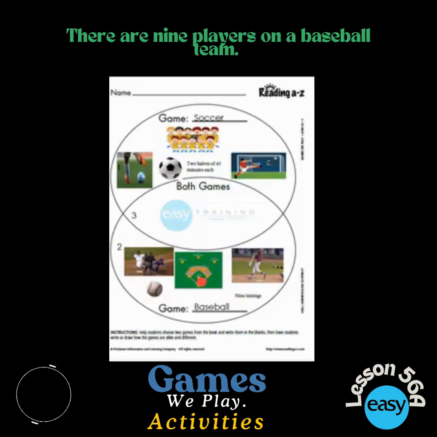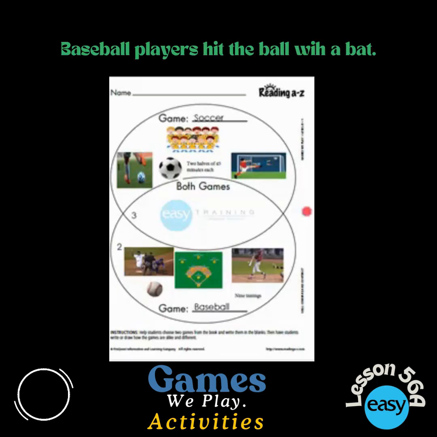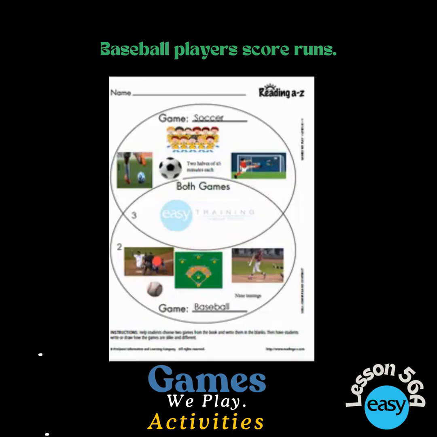Difference number 2. Soccer players kick the ball. In this picture, you can see a soccer player is kicking the ball. Baseball players hit the ball with a bat. Look. Difference number 3. Soccer players score goals. Golazo. Baseball players score runs.